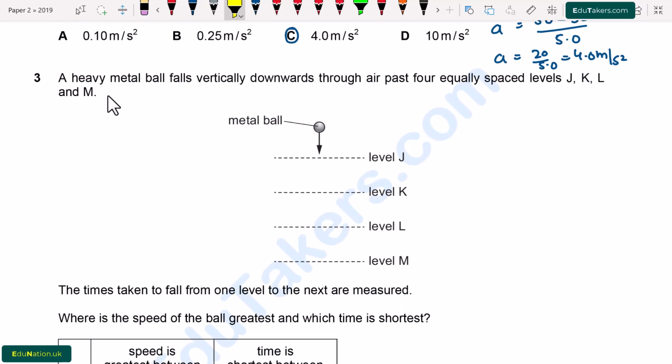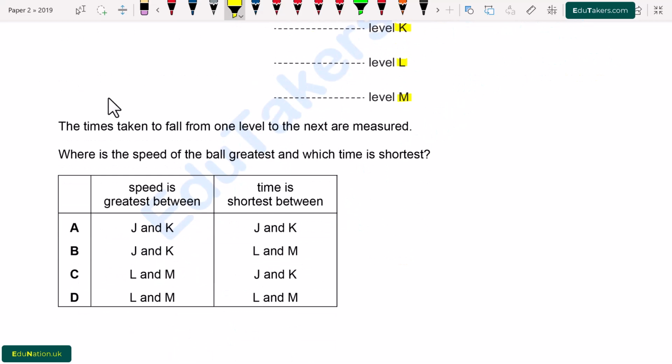Question number 3. A heavy metal ball falls vertically downwards through the air past 4 equally spaced levels J, K, L and M. There is a ball that is falling vertically downward and the 4 levels are shown: level J, K, L and M. The time taken to fall from one level to the next is measured. Where is the speed of the ball greatest and which time is shortest?